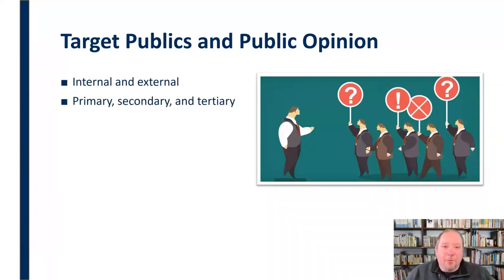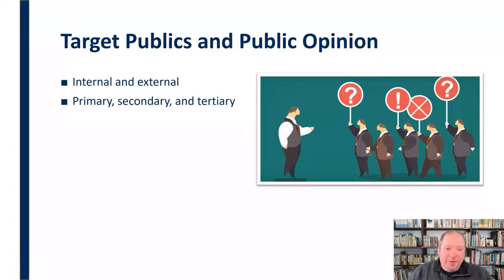We need to take a look at primary, secondary, and tertiary publics. By that, we mean putting these various publics in a rank order of importance. So our primary publics are obviously the ones we are most concerned with, or the ones we feel like we can have the most impact in and generate the most productive outcome from. Secondary would be then, okay, what's the next level?